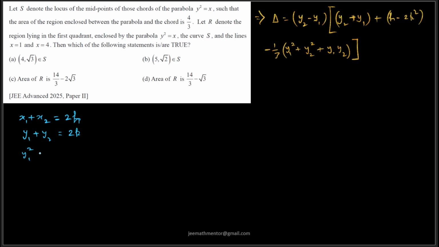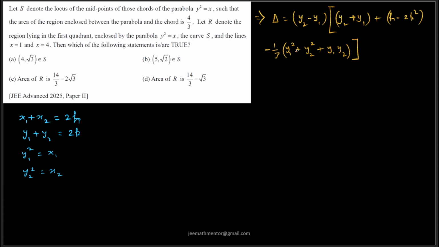So y1 squared is x1 and y2 squared is x2. Right? So now we have to involve, see, y2 plus y1 is 2k. We can replace it here. This remains as it is, h minus 2k squared. We need to worry about this and the y2 minus y1 part.